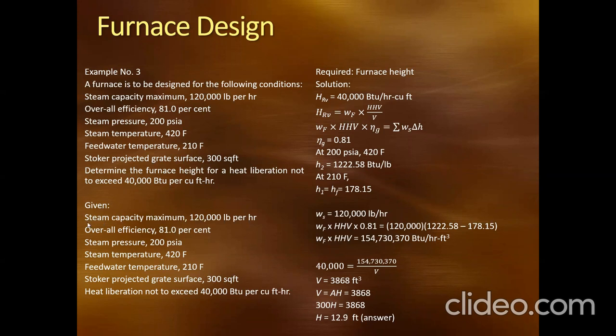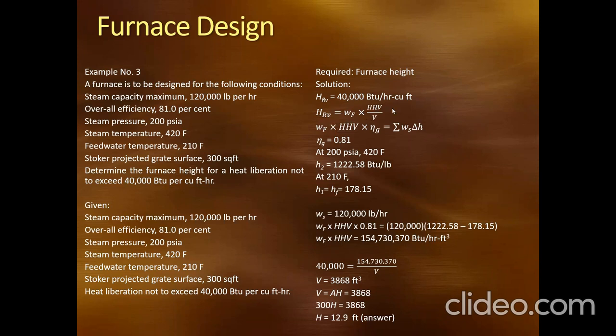So, given: steam capacity maximum 120,000 pounds per hour. Overall efficiency 81%, steam pressure 200 psi, steam temperature 420 Fahrenheit, feed water temperature is 210 Fahrenheit. The maximum of this is 212 Fahrenheit because it's boiling already, right? So stoker projected grate surface 10 square feet, heat liberation not to exceed 40,000 BTU per cubic feet per hour. So this is the HRB, the required furnace size. HRB is given as 40,000 BTU per hour cubic feet. Volume, right? Volume. The A is area.